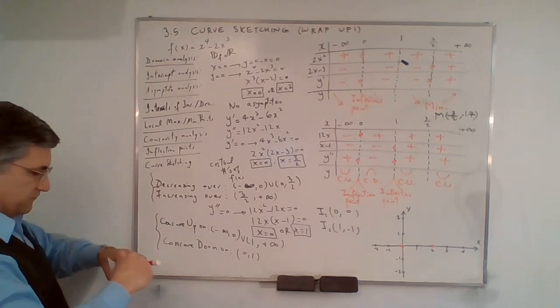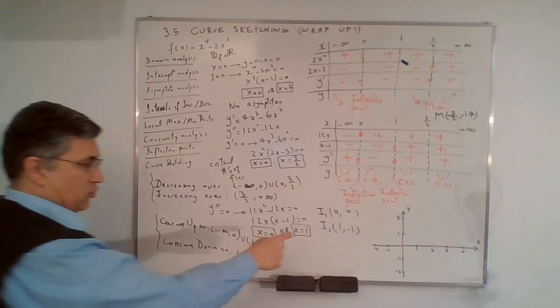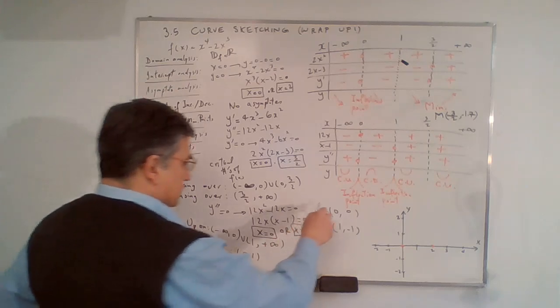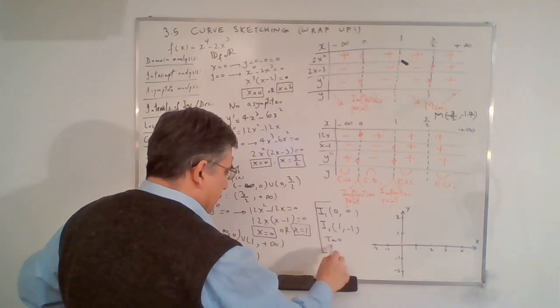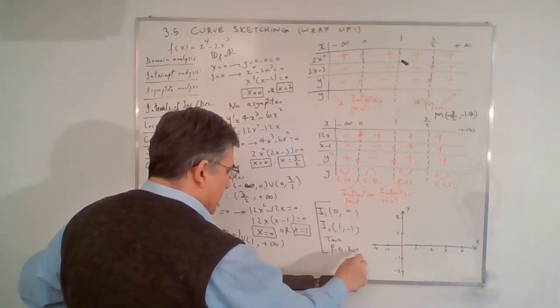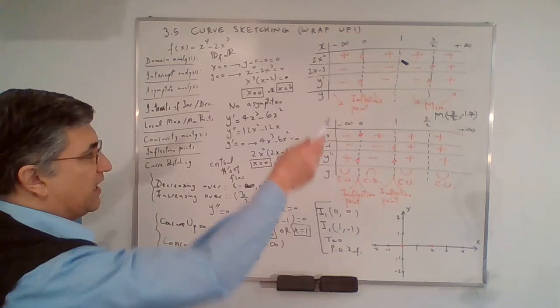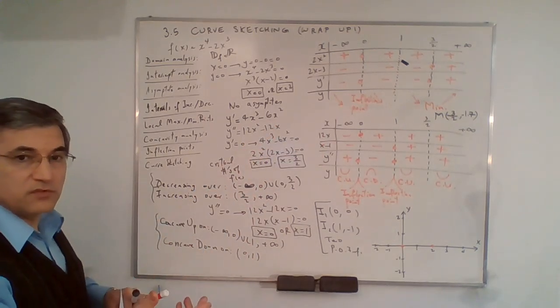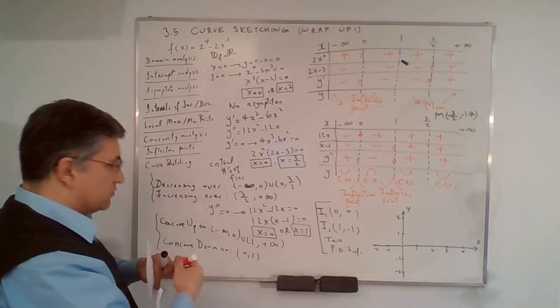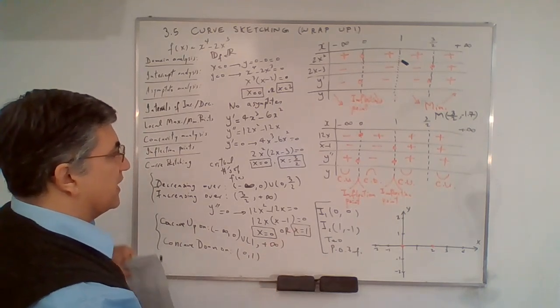Intervals of increasing, decreasing is also clear. Coordinates of points of inflection. So these are two points of inflection. And we have the local minimum point with no local maximum point in this case. So I'm going to put this information all together.